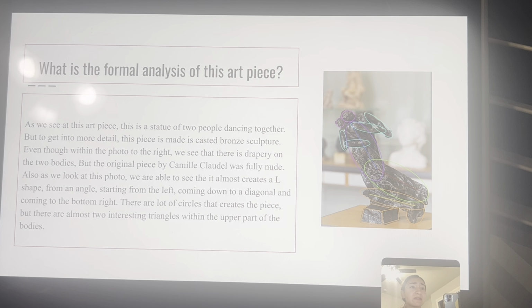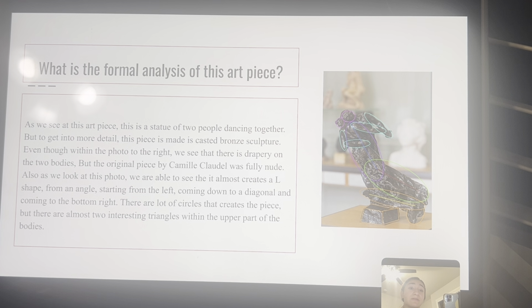What is the formal analysis of this art piece? As we can see, this is a statue of two people dancing together, a man and a woman. To get into more detail, it is a cast bronze sculpture. In the photo to the right, we are able to see drapery on the two bodies, especially on the bottom half of the woman's body. But this is not the original piece. The original piece by Camille Claudel was fully nude, but this is a replica.